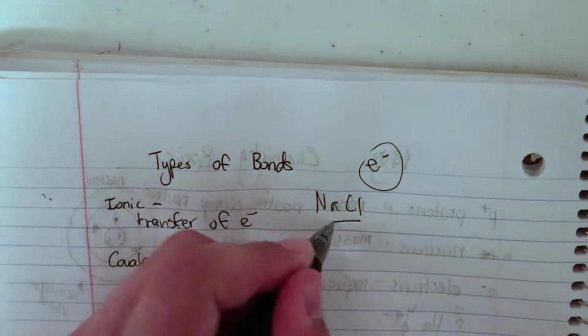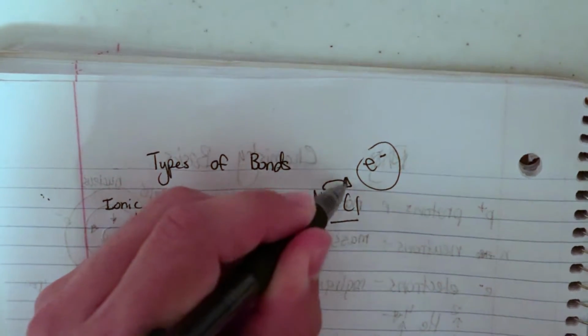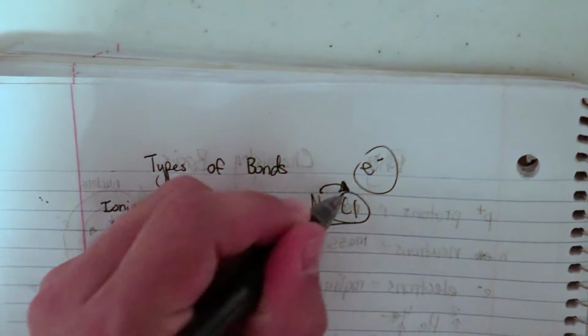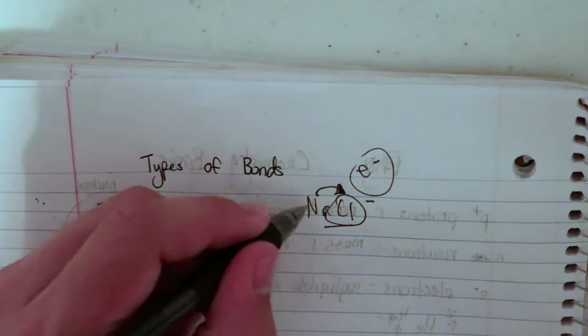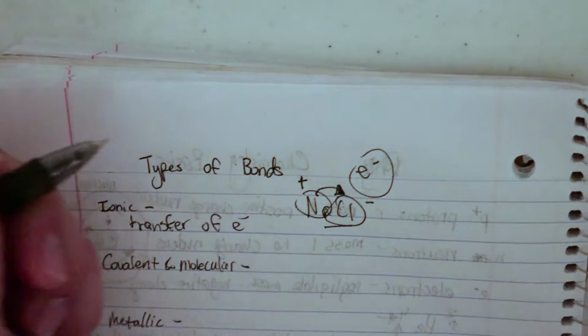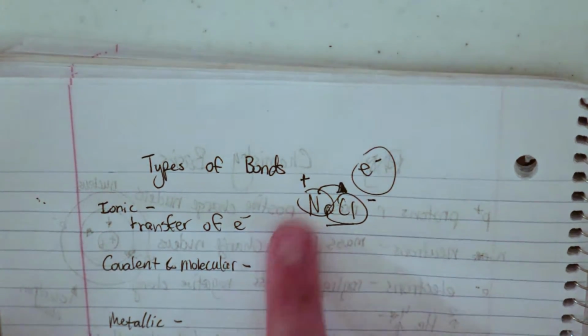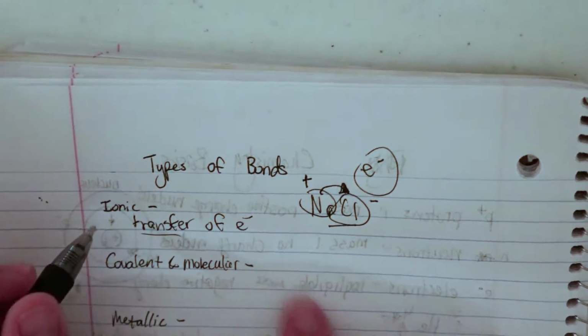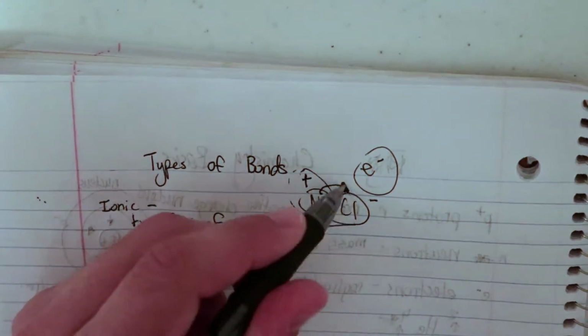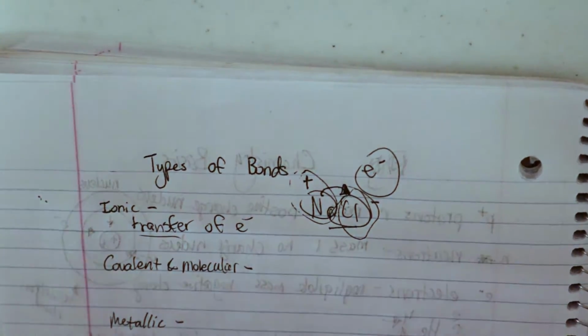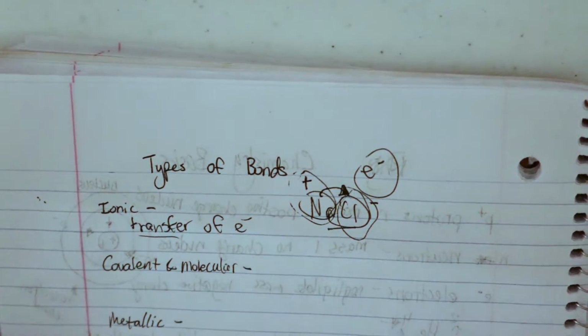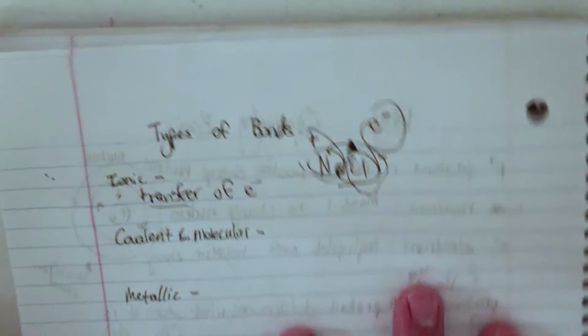And how this bond works is that because the electron has moved, chlorine overall gets a negative charge and sodium takes on a positive charge, because sodium is going to have one extra proton and chlorine is going to have one extra electron because the electron transferred over here. So because this has an overall positive charge and this has an overall negative charge of the entire atom, they're going to be attracted to each other. And so that's an ionic bond.